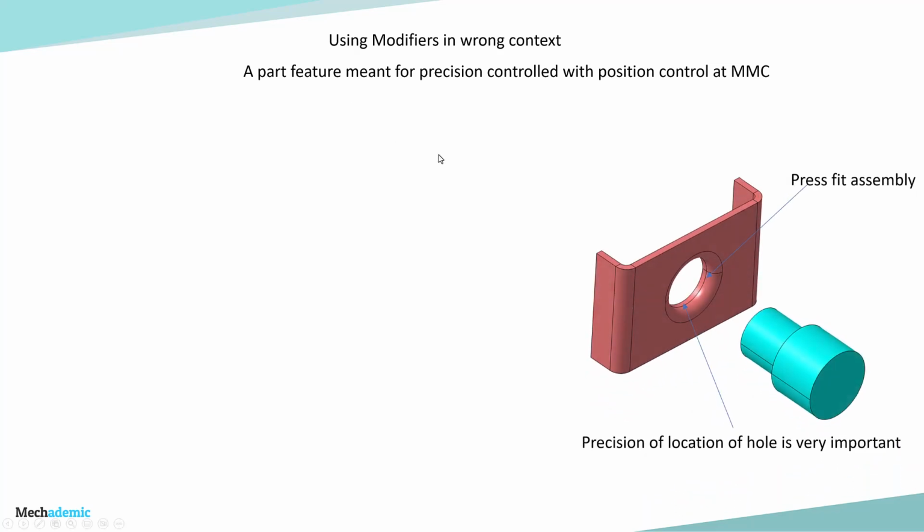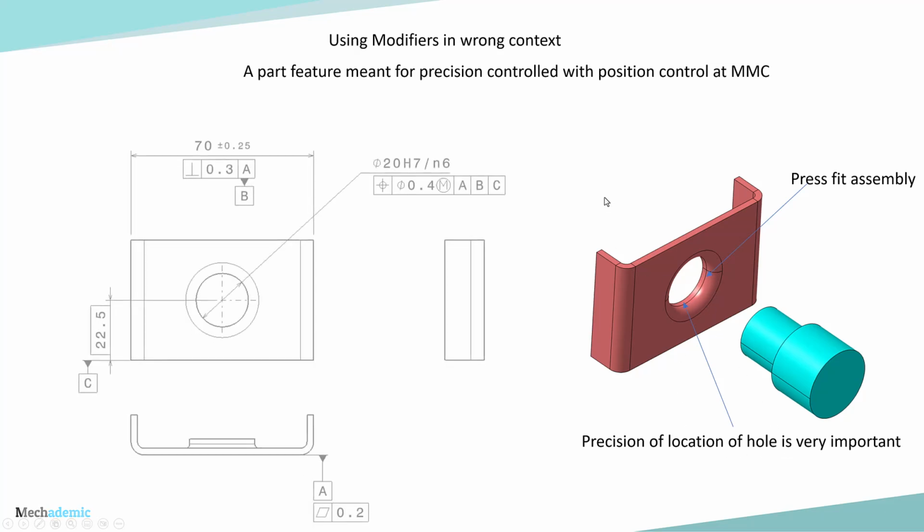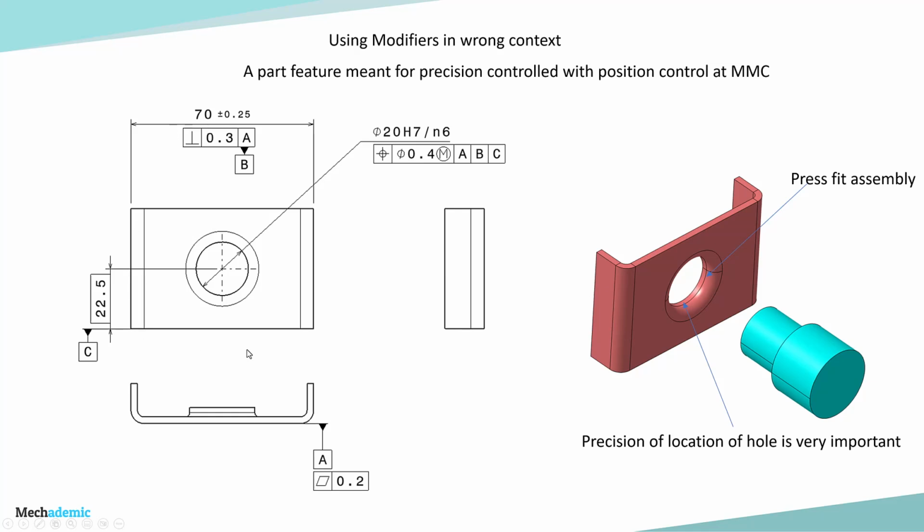So here is the example. Let's say we are having a part like this and this plug has to go inside this hole, and the precision of this hole, the location of this hole, is very important as compared to the datums. So the precision of location of the hole is very important for this press fit assembly. In that case, let's say we are having a drawing like this.